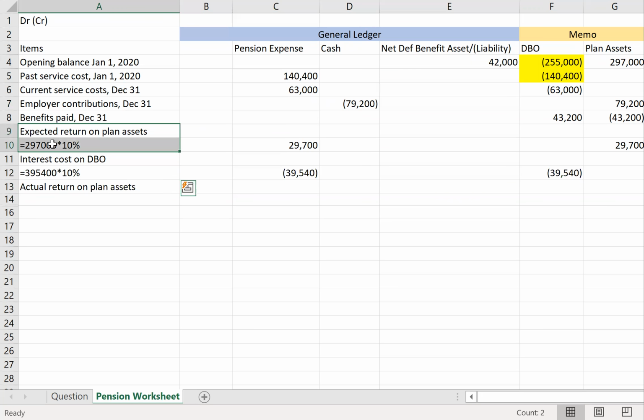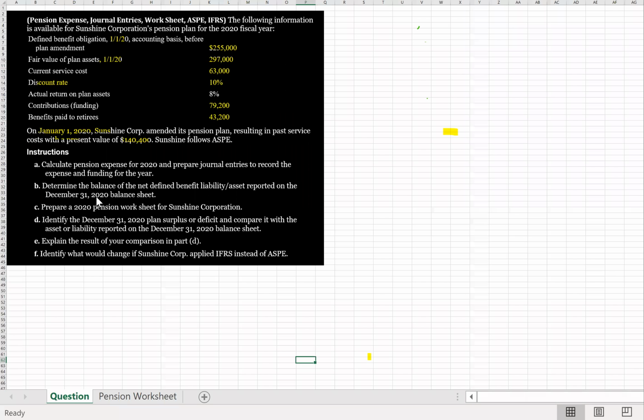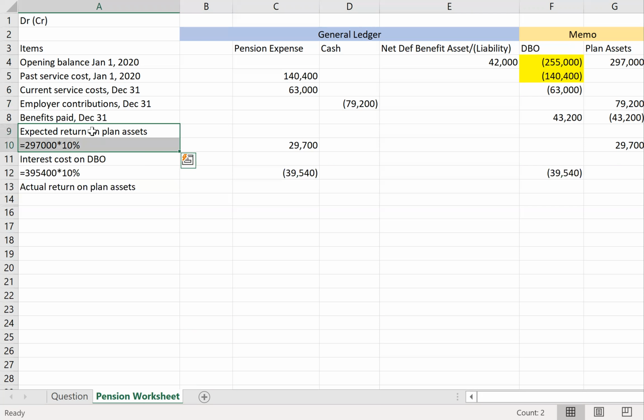But for the return on plan assets, the actuary told us to expect 10%, but we actually got a return of 8%. So we need to adjust the expected return to say, well, we thought we were going to get 29,700, but we are getting less because we're only getting 8% and not 10%. Now, this amount for ASPE goes through pension expense. If we were using IFRS, it'd be really important to realize that this remeasurement loss, which is the difference between the 10% and the 8%, is going to go through OCI.